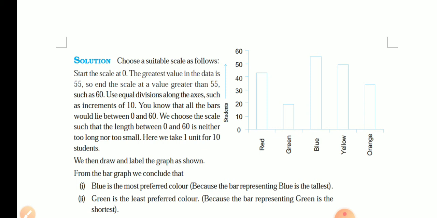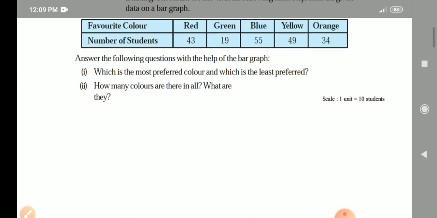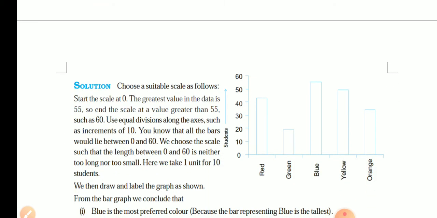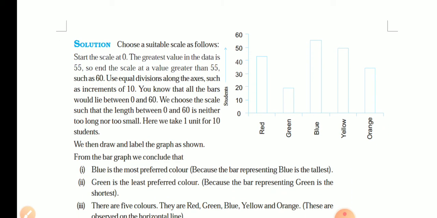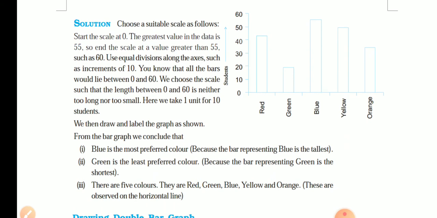The maximum number in this table is 55. So I am taking the maximum in this bar graph as 60, near about that number, and I am taking the scale, 1 unit is equal to 10 students. Each bar can be drawn like this, and by this bar graph you can answer the following questions.